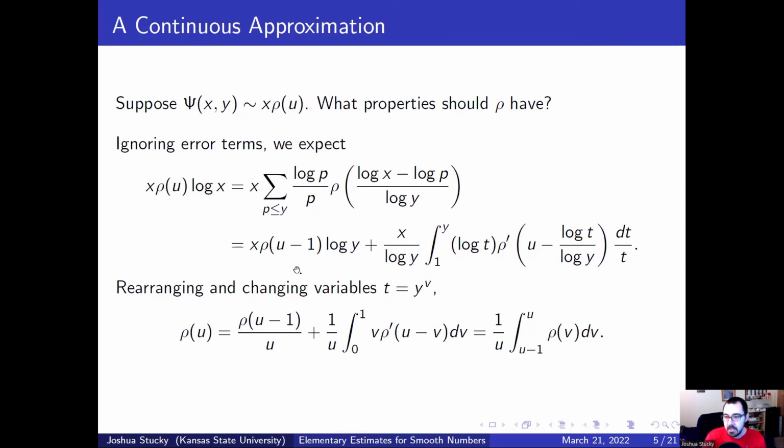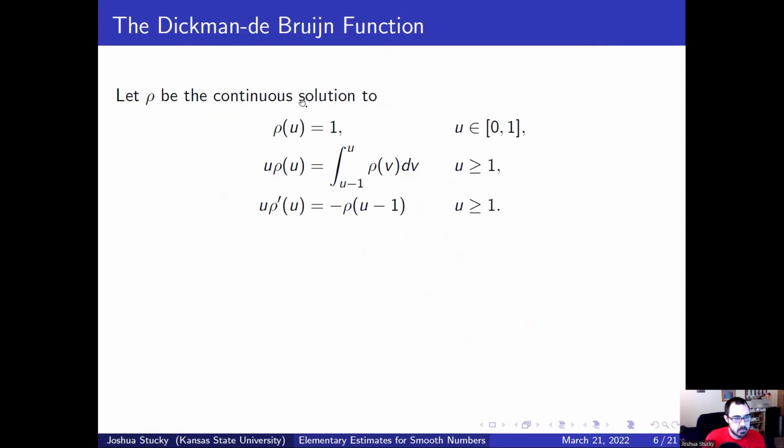It must be this quantity that is modeling the distribution. So it's a very natural function to work with. It arises very naturally from studying smooth numbers. So yeah, I'm just going to let rho be the continuous solution of this. And I want to write down a few properties of this function.